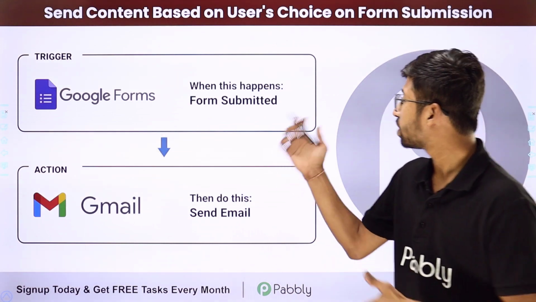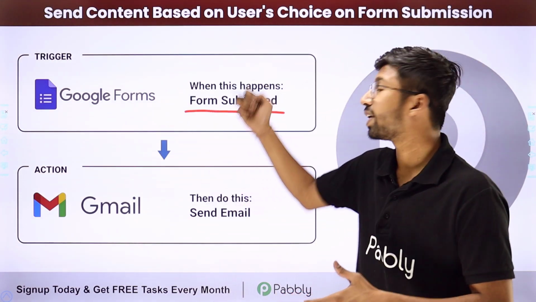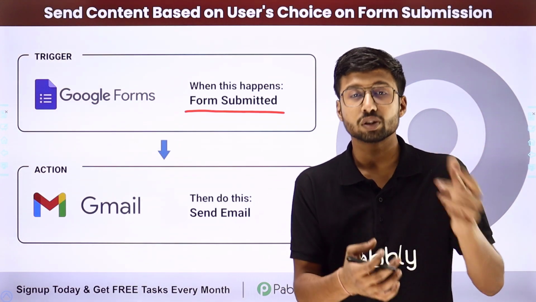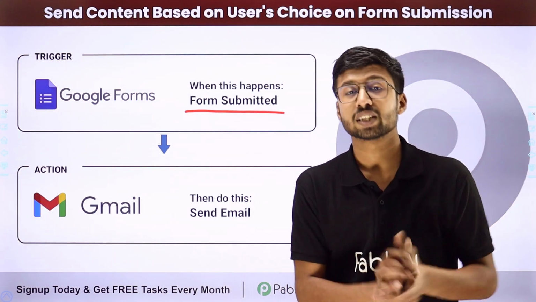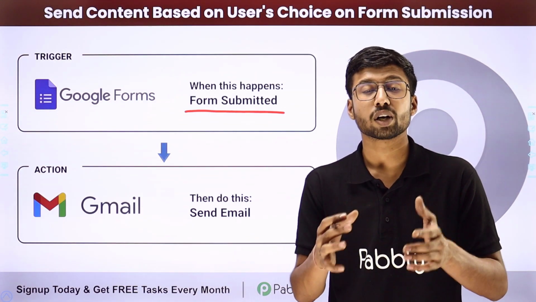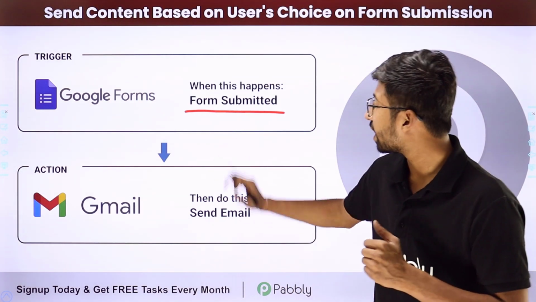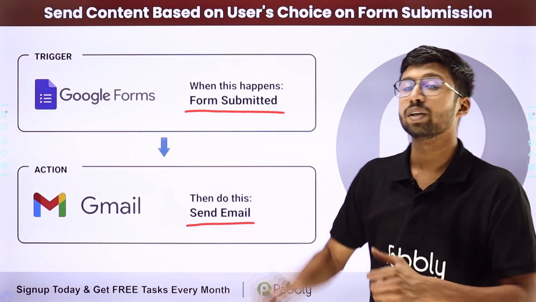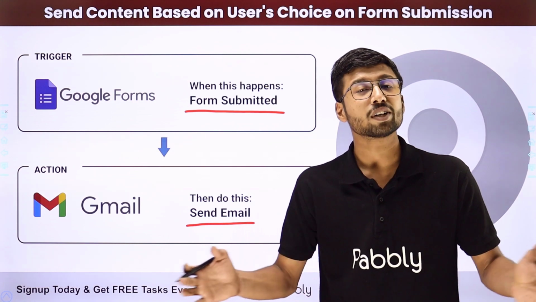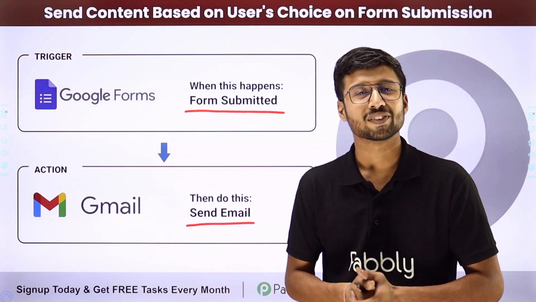So using this automation, whenever a new form is submitted in Google Drive, automatically the option for the product or the service or the content the user is selecting in form submission, we are going to send that same content or same product or same detail, same data via email to the same user who is submitting the form. Now, if you want to know how you can set up this automation, for that you just have to come with me to my screen.